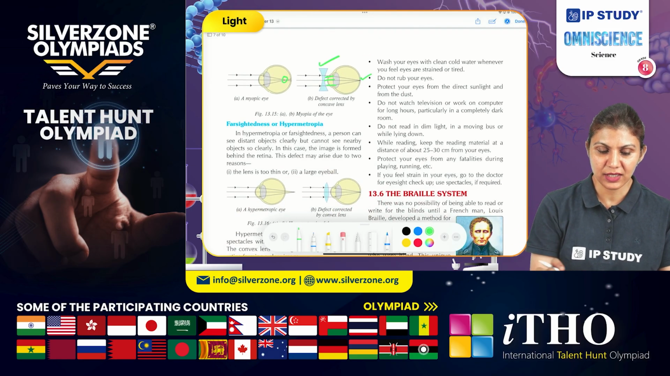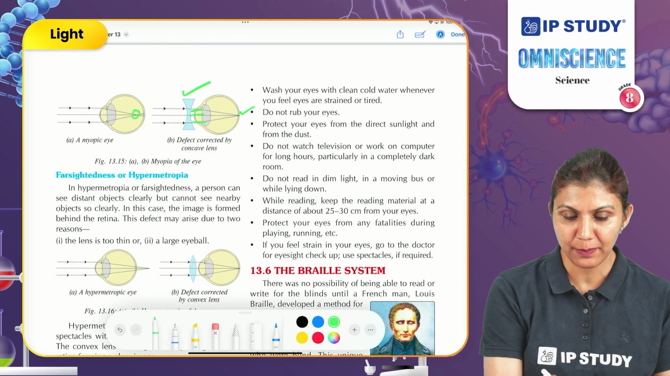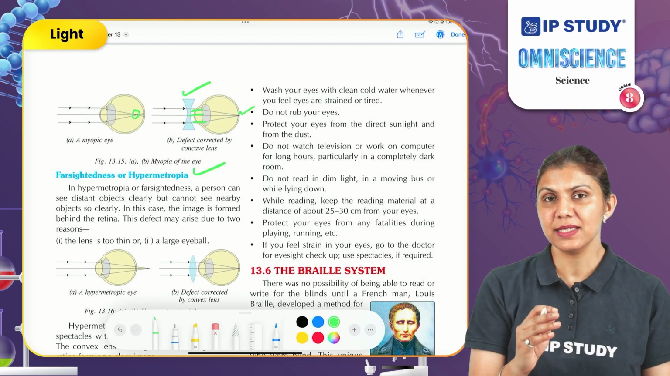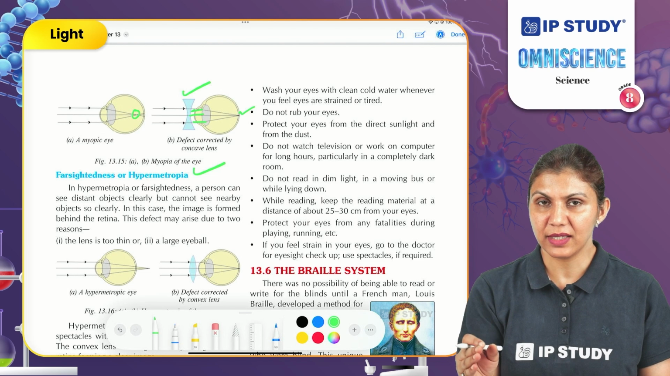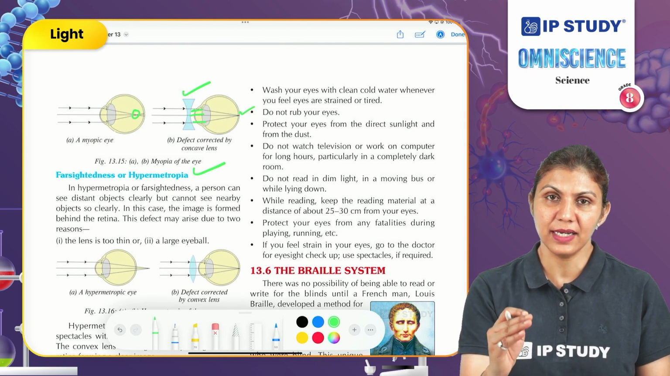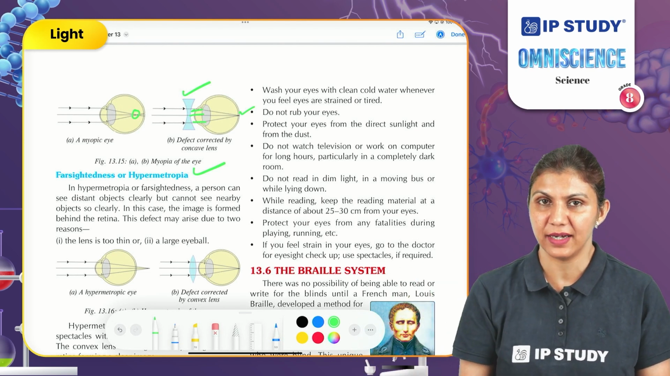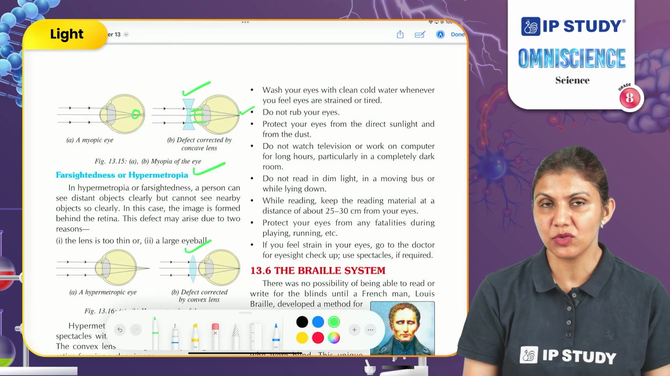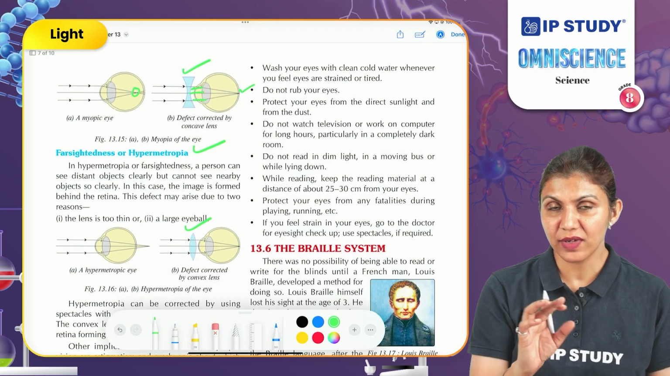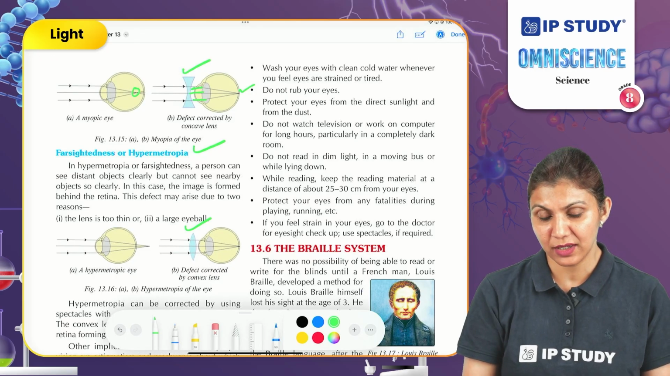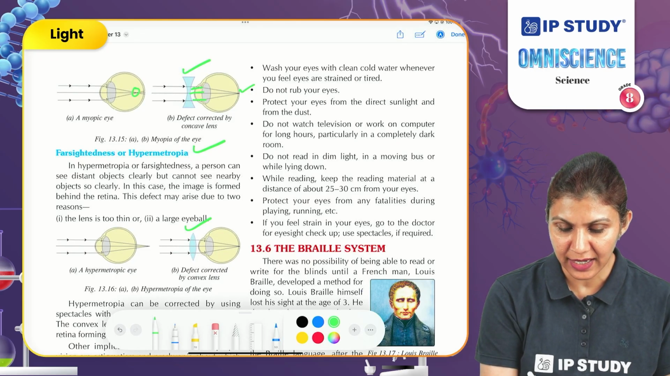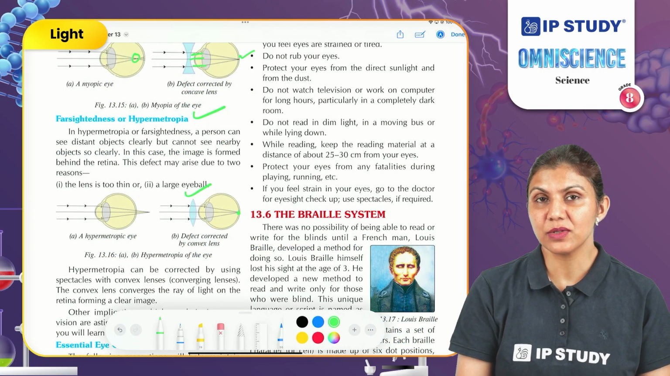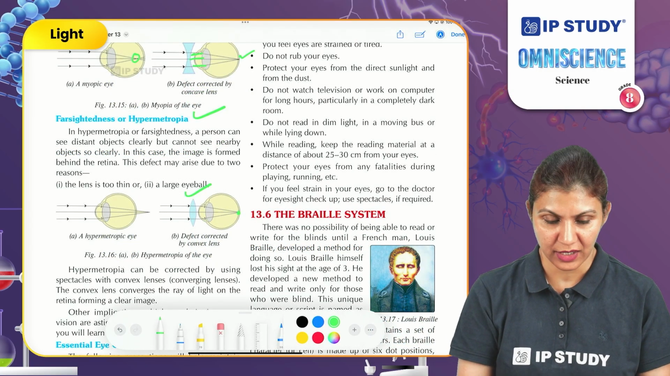Second condition is farsightedness or hypermetropia. In this case, your eye lens is unable to make the image at the retina. Instead, it is making the image behind the retina. So what can we do? We can use a convex lens to correct the focus. As a convex lens is a converging lens, it will converge the light rays exactly at the retina, so that you can also see nearby objects.